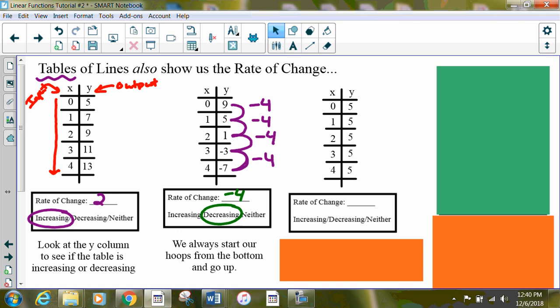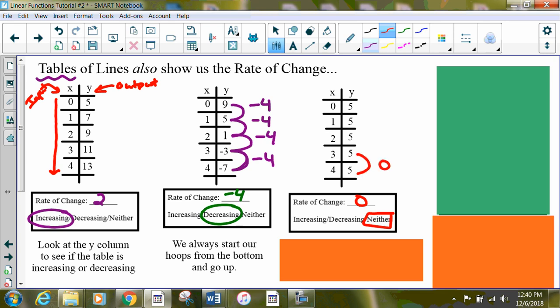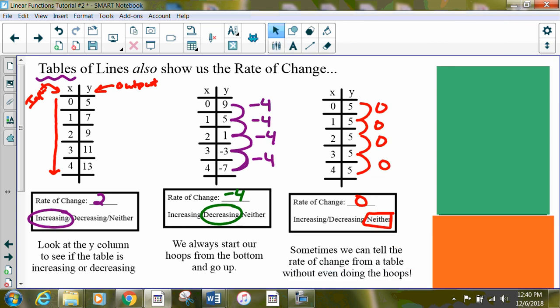There's no rate of change. And what's another way to write no rate of change? That's right, just 0. And 0 is neither increasing nor decreasing. It's doing neither. So let's do the hoop so we have a second method. 5 minus 5, 0. 5 minus 5, 0. That's a second way to find out that the rate of change is 0.